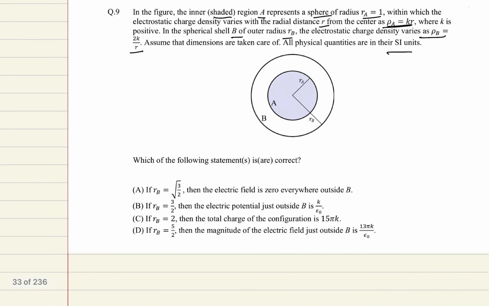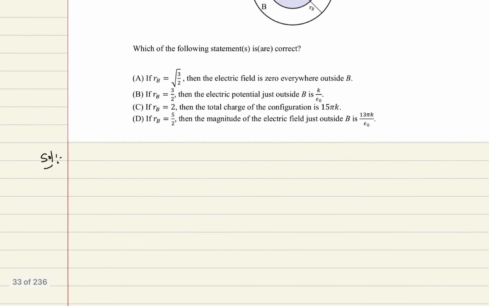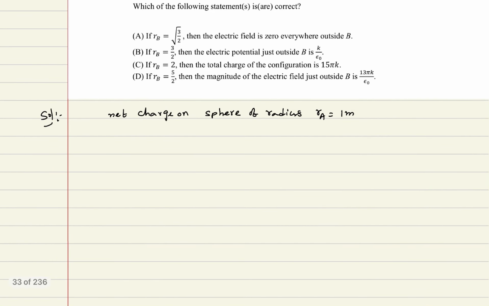Now you can see there are two charged bodies. One is a charged sphere, the other one is the outer shell. Now we are going to do this. For the net charge on the sphere, the sphere of radius R_A is equal to 1 meter.